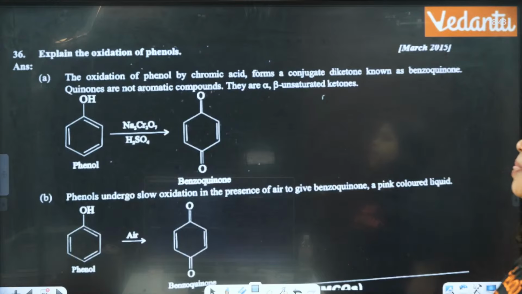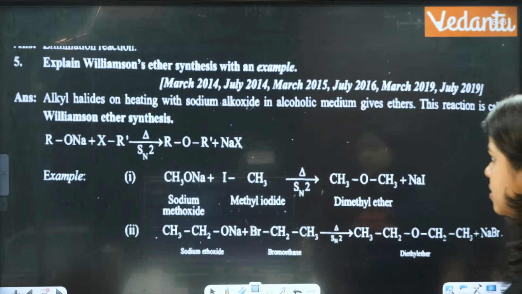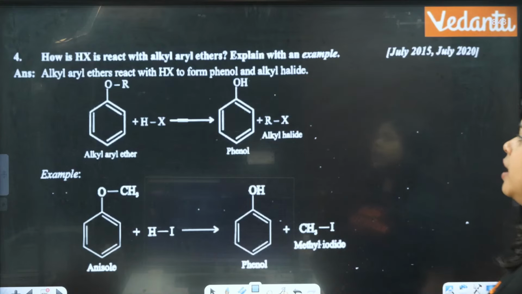Benzene is going to form. Then explain the oxidation of phenol. Then explain Williamson synthesis. This has also been discussed already. How does HX react with alkyl aryl ethers? Explain with an example. This is also done.